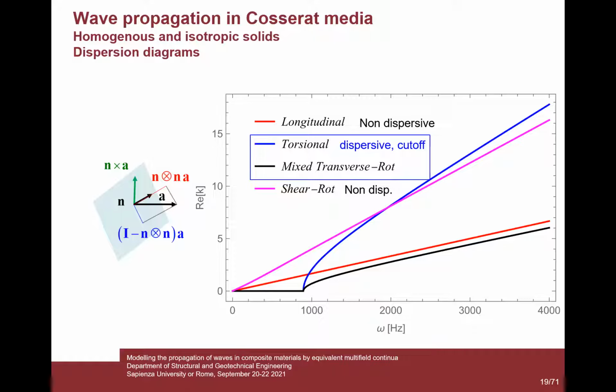While torsional waves, as I told you before, which are this blue line, are dispersive. Not only are they dispersive, they have a band gap, meaning that for frequency smaller than 100 hertz for this material, they cannot propagate. This is a band gap for torsion waves. The other waves are these mixed transverse rotational waves, which are both dispersive.